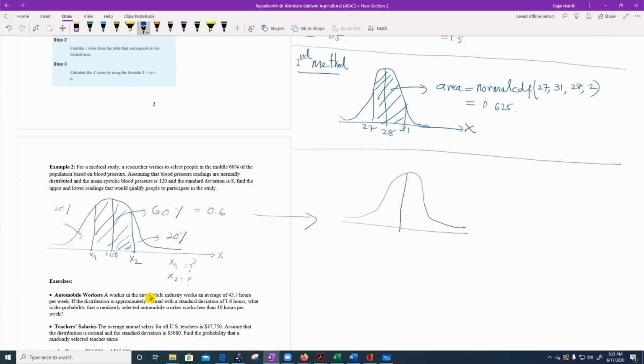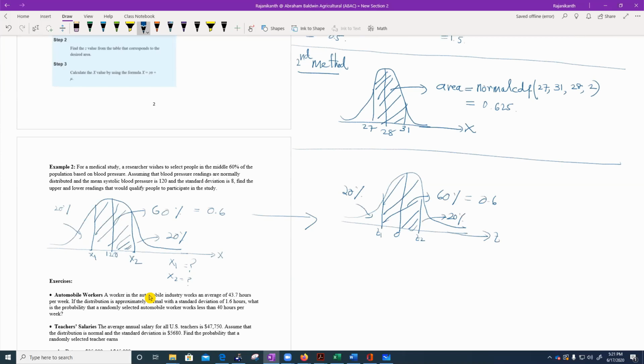Remember, for my standard normal, I don't know the two values. Let me call this as z1 and z2. The mean is 0 for standard. Now this is my corresponding area. There I have 60, right? So this is the area I have now, 60, that is 0.6. So again, this is 20 percentage and this is 20 percentage.